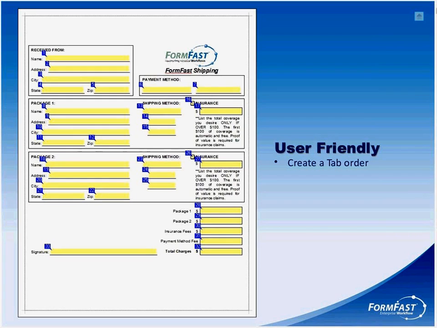To be user-friendly means that we can use a tab order, and this helps the person that's filling in the form go in order that you expect them to go in. This doesn't skip any of the information that you've requested them to fill in, and it also just jumps to the next field once they tab over.